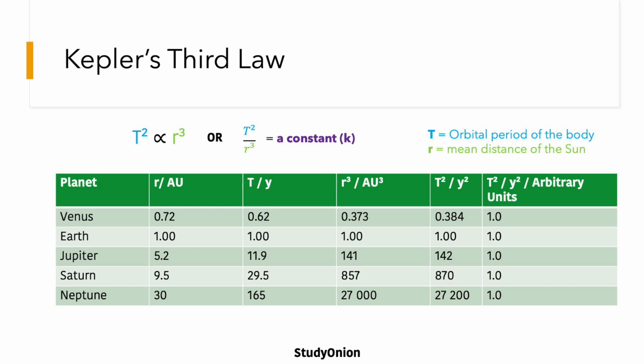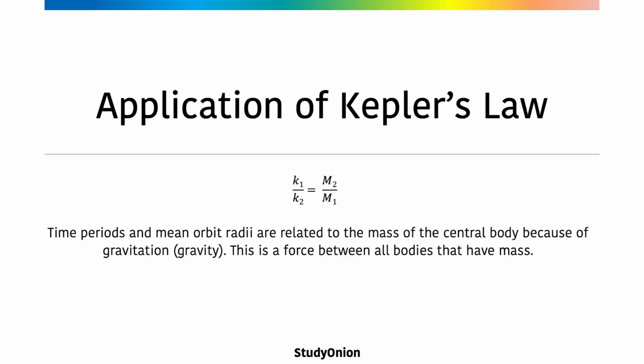Now, you can use Kepler's law in application for different things. What you can use this for is that time periods and mean orbit radii are related to the mass of the central body because of gravitation. Now this might look a little bit complicated, but basically all that they are saying is that the time something takes to orbit and the mean distance from which it orbits are all directly linked because of gravity. And that's all that this is trying to say.